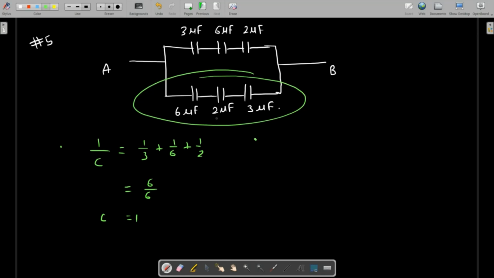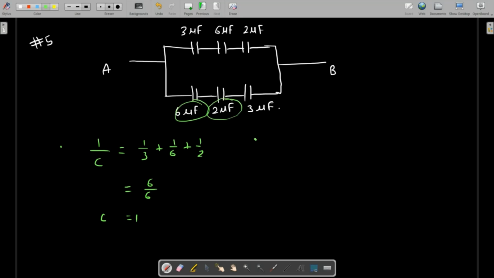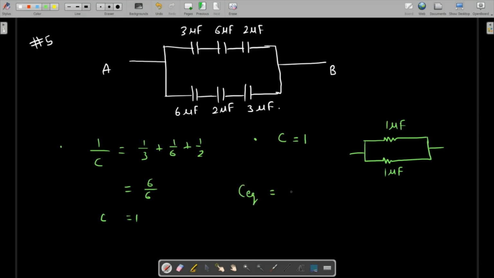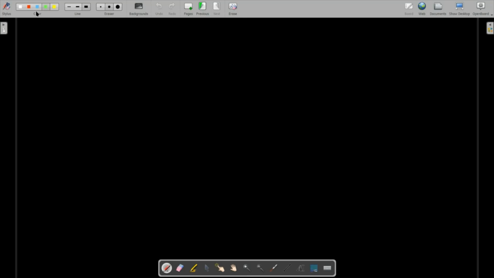C for likewise the bottom side is also 1 because the values are same, 6, 2, and 3. It doesn't matter, the order doesn't matter. So again, the equivalent capacitance is 1. So we have now the simple circuit as 1 microfarad and 1 microfarad connected in parallel. If they are connected in parallel, the equivalent capacitance is going to be just the algebraic addition of both. So 1 plus 1 is going to be 2 microfarad, which is the equivalent capacitance.